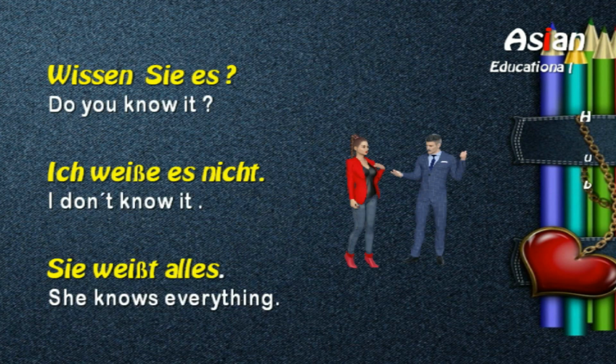Let us see some sentences here. Wissen Sie es? Do you know it? Ich weiß es nicht. I don't know it. Sie weiß alles. She knows everything. Alles means everything, and nichts means nothing.